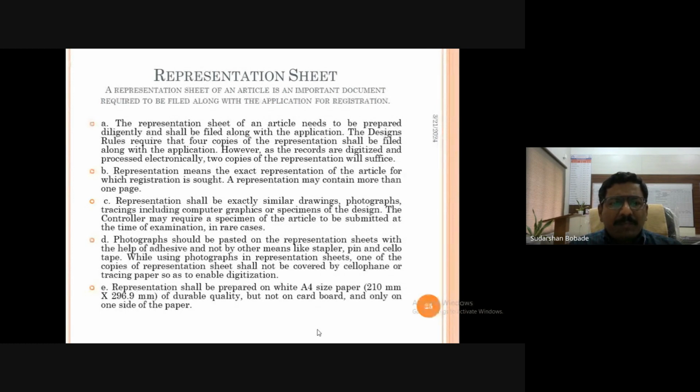Now the very first step: the designs rules require that 4 copies of the representation sheet shall be filed along with the application. My dear friends, for the online application, this is not mandatory.